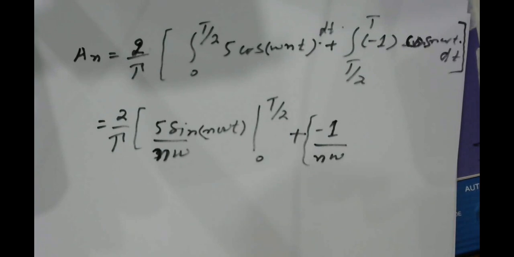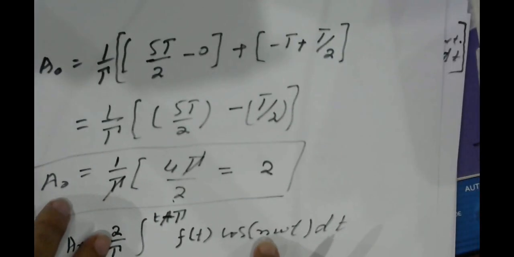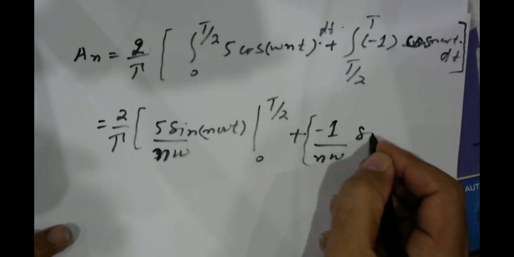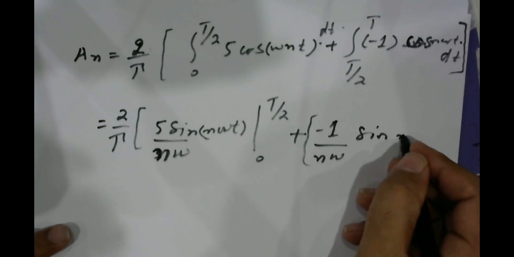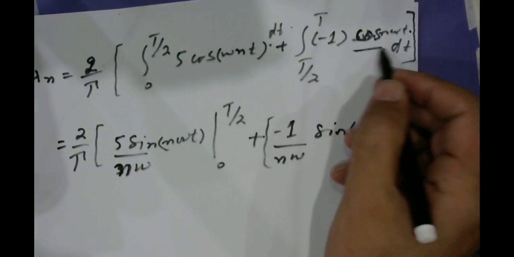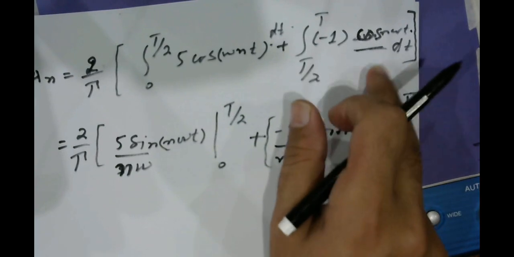What was our original formula? This was 2 by T cos n omega t. Okay. So this is cos n omega t. So this will be minus n, and again this will be sine n omega t. Okay. And your limits will be from T by 2 till T. Okay. So this was a little mistake here. Okay. So this is not sine, this is cos.